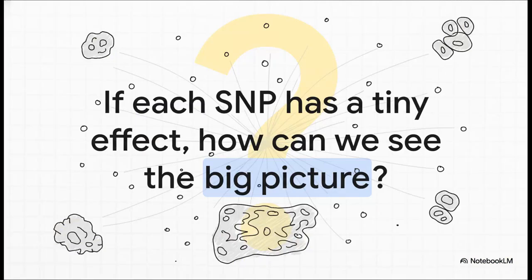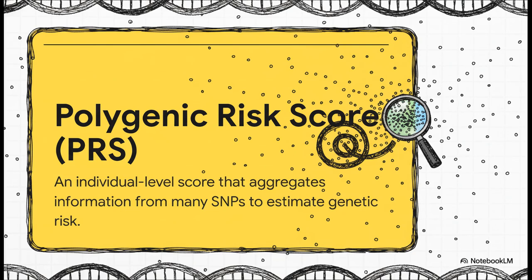So remember how we said that each individual SNP has just a minuscule effect? So what do you do with that? How can you possibly combine thousands of these tiny, almost insignificant clues to build a meaningful case about a person's actual risk? The solution is actually really elegant. It's called the polygenic risk score, or PRS. The idea here is instead of focusing on any one SNP, you aggregate the effects of thousands, sometimes even millions of them. You put them all together into one single, powerful score that represents a person's overall genetic liability.